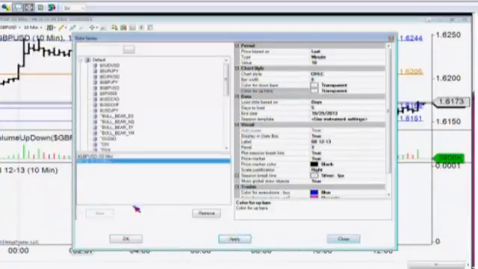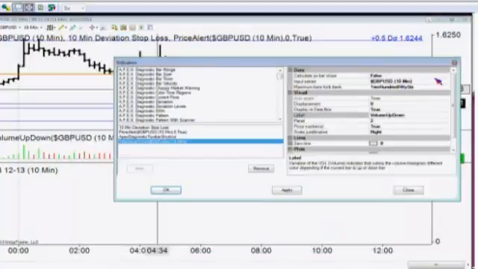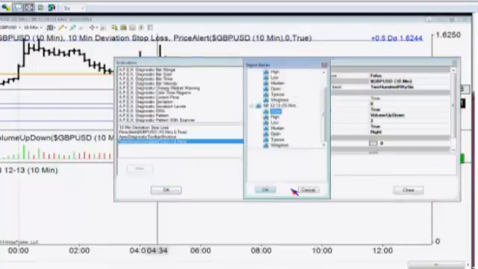Now that I've done that, I'm going to go to my indicators and change my volume. Instead of following the pound dollar spot, I simply choose it to follow the futures. Click right there, click apply.